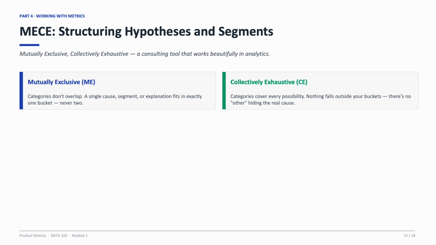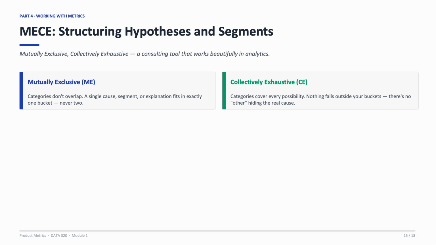Remember the fishbone diagram from last lecture? The branches, people, methods, machine, material, are MECE categories. They don't overlap, and together they cover the major sources of variation in any process. And today we're just giving the concept a sharper name and applying it to metric work. For product analytics, MECE shows up in two places.